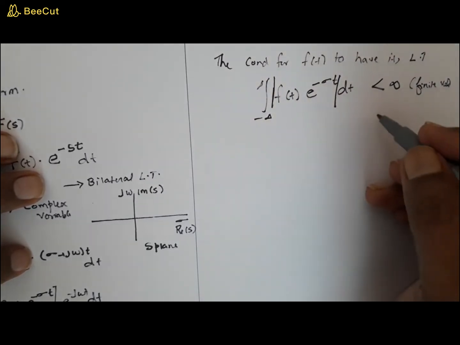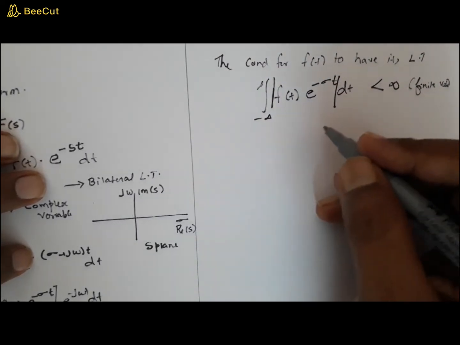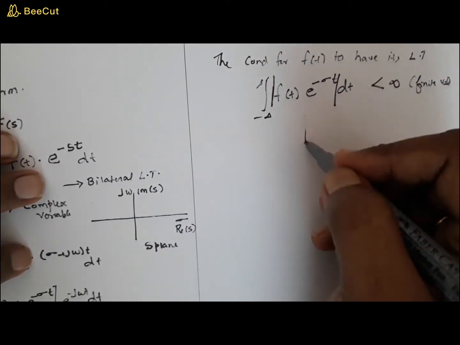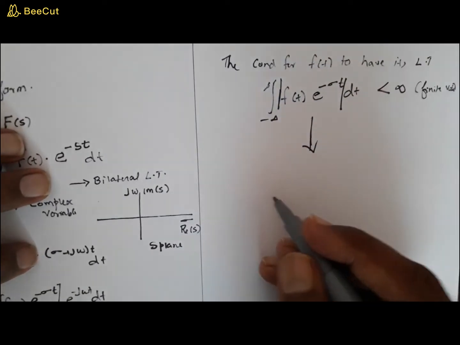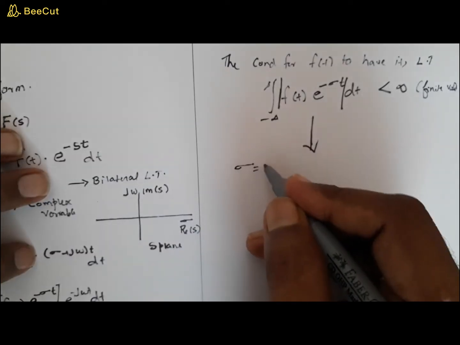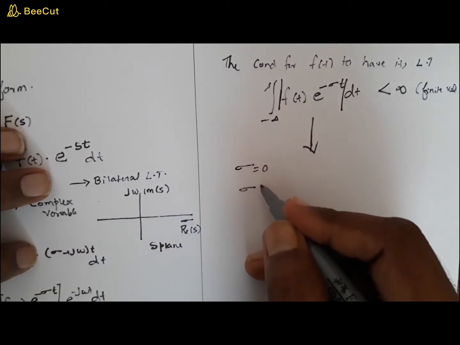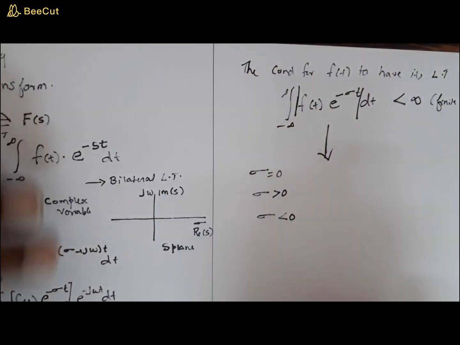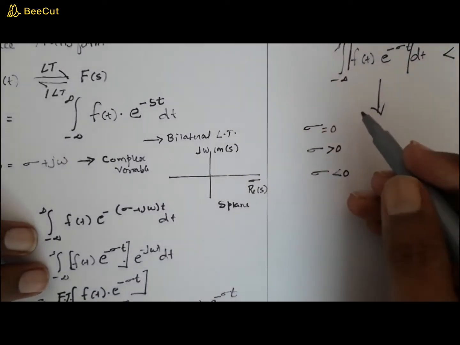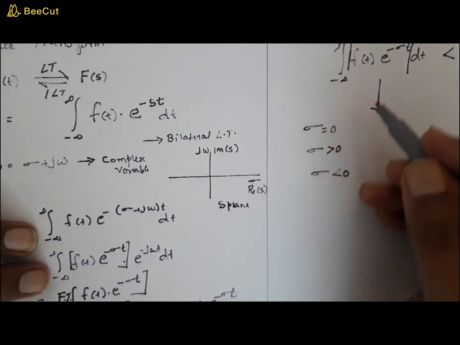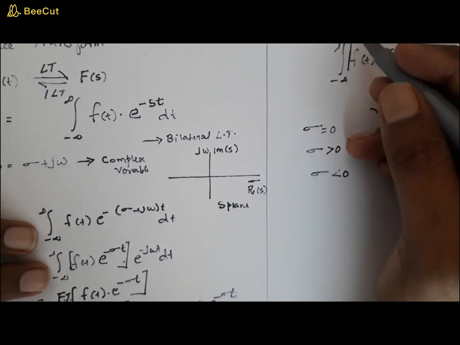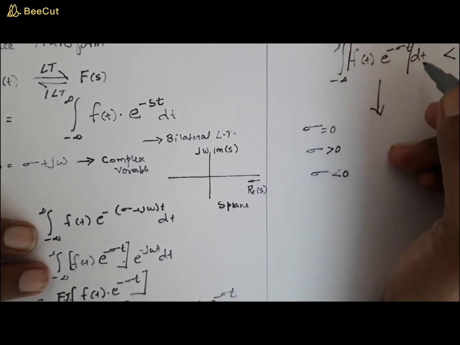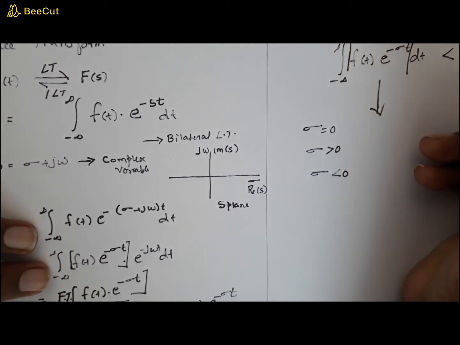Why? Because see what happens. This is the condition. For this condition to be accomplished, I will just move on to the next point. Sigma can be equal to 0, greater than 0, or less than 0, right? Now when sigma is equal to 0, this integral, the integral from minus infinity of f of t dt, has to be less than infinity.